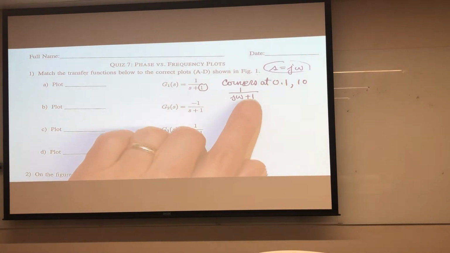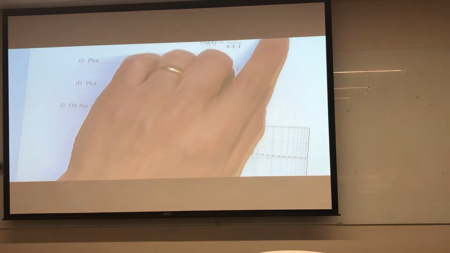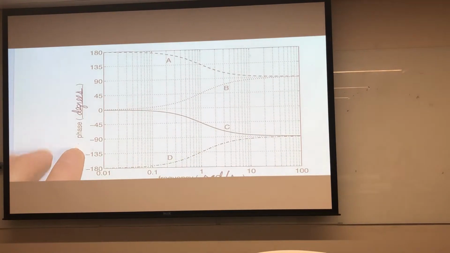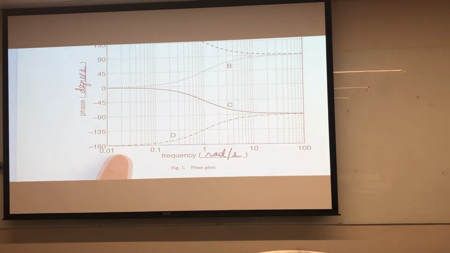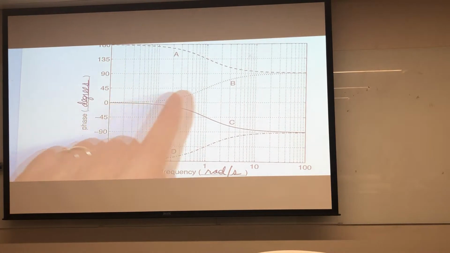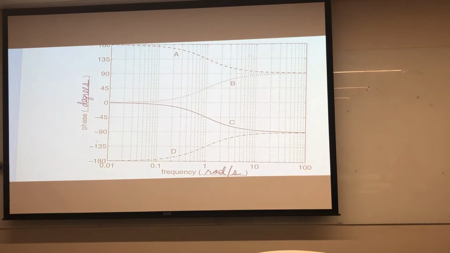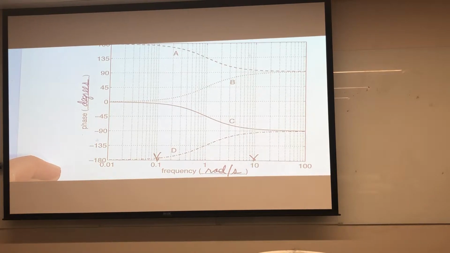When omega is very small, the number is just 1, so the phase is 0 degrees. So it's got to be either this case or this case. When omega is small, the phase is 0 degrees, so it's got to be either B or C. Okay. The corner frequencies are here and here, 0.1 and 10. Those are the 2 corner frequencies.